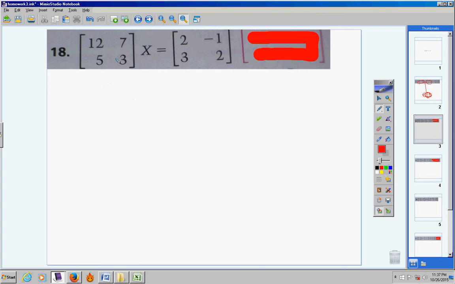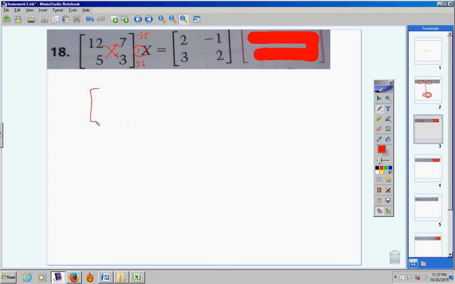Step 1, when you find the inverse of a matrix, you find the determinant first. Multiply up, 35, I'm going to put a negative 35. Multiply down, you get 36. Combine and you get a 1. So your determinant's a 1.